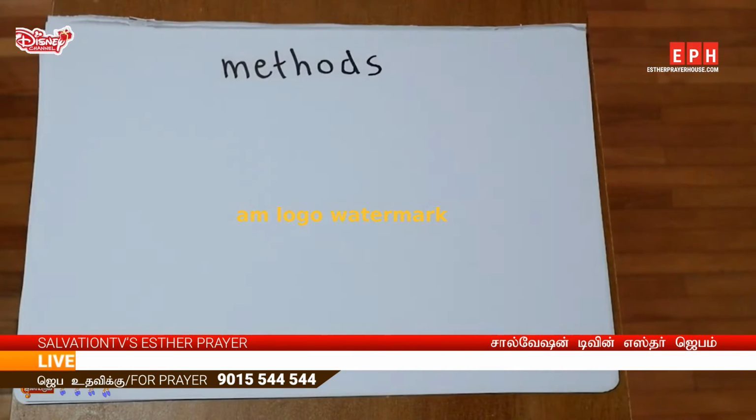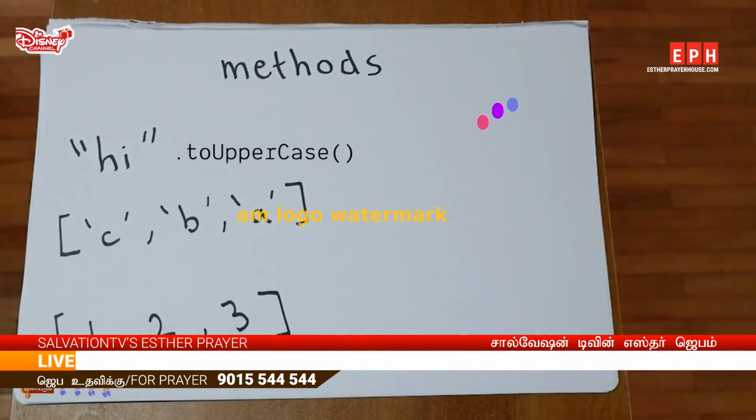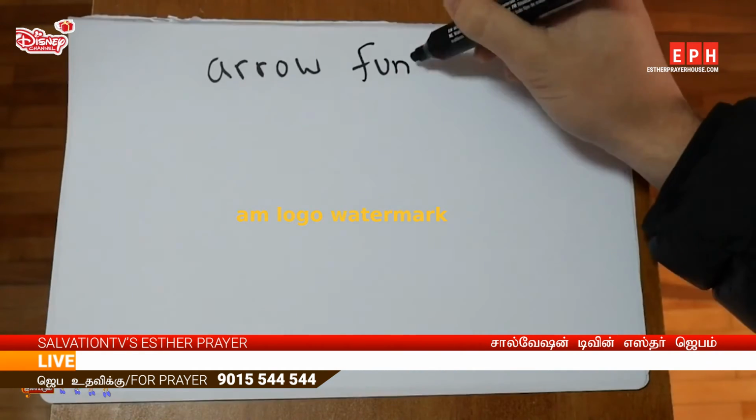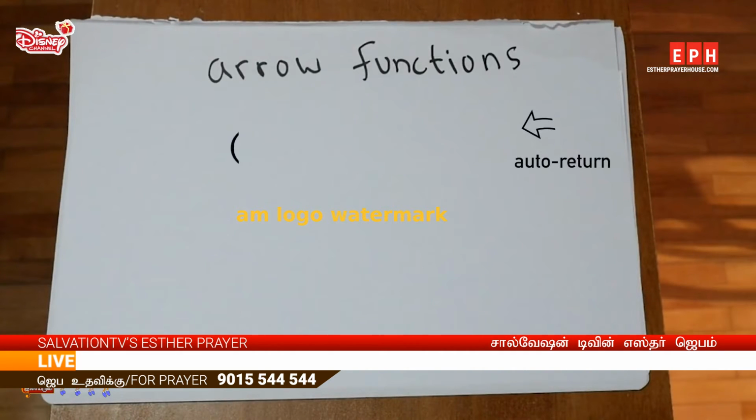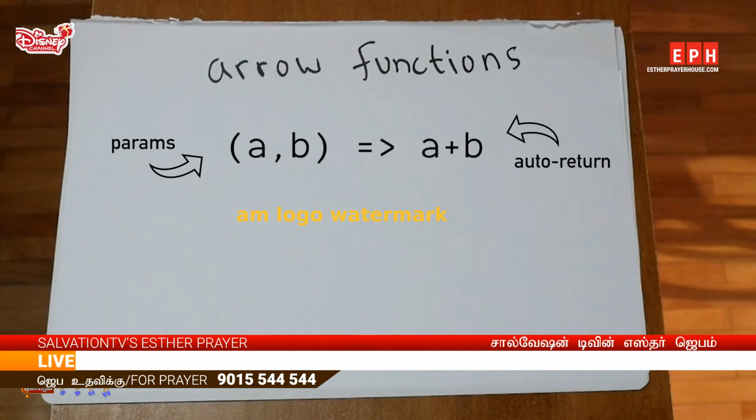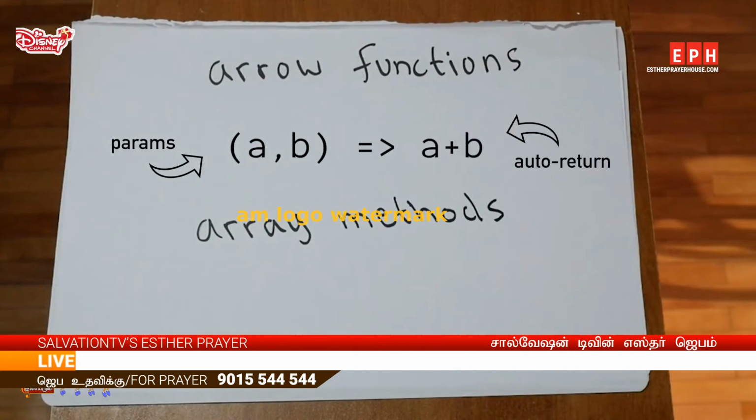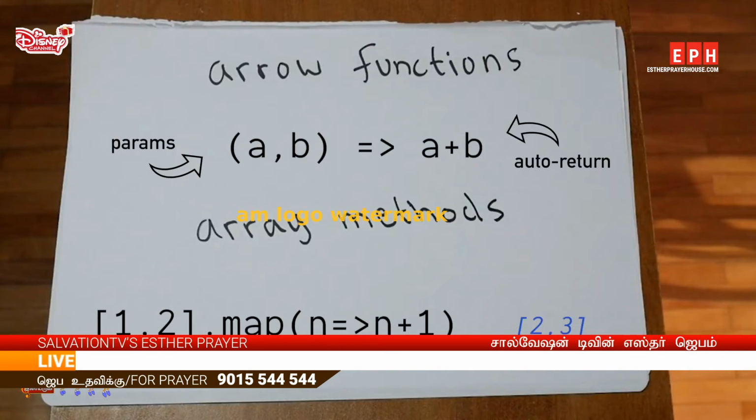Methods are the same as functions except they're attached to different data types. We call these methods with the dot notation. Functions can also be written like this. Parameters are on the left, and it returns automatically if written on one line. Arrow functions are generally used in array methods, which take a function as an argument and run that function on every item in the array. Don't worry, that's as complicated as we'll get.